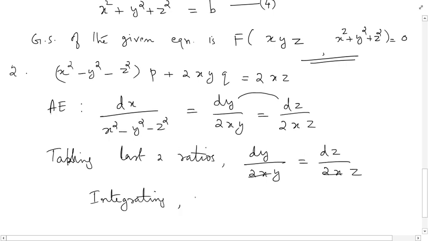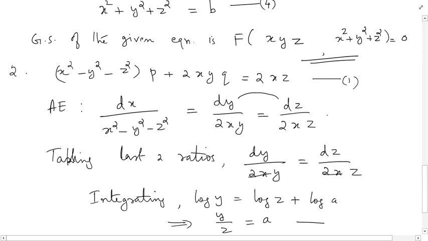Integrating, we can write log y is equal to log z plus log a. I'll take the constant of integration as log a. So now simplifying, you can write it as y by z equal to a. So this is one solution. I'll take it as the first equation given in the question, the second one the auxiliary equation. So the first solution of the auxiliary equation is equation number 3.